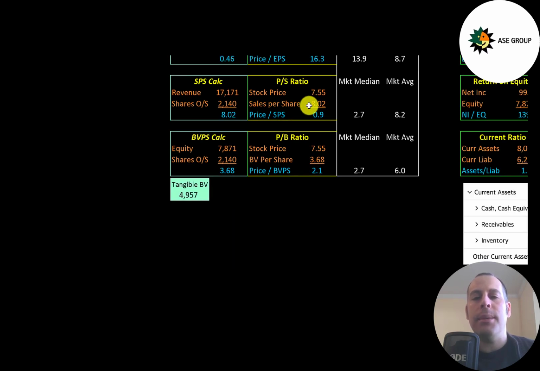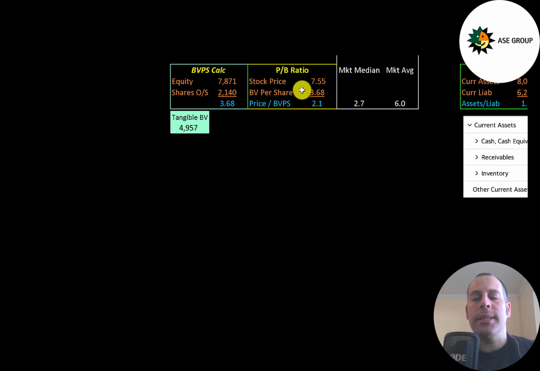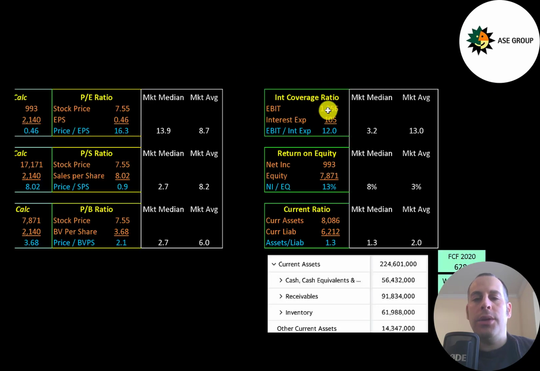Price to sales is stock price over sales per share. They're at 0.9. They have a really good price to sales ratio. Price to book is stock price over book value per share. They're at 2.1. They also have a good price to book ratio. Interest coverage ratio is EBIT over interest expense. They're at 12.0, so they can easily cover their interest payments.